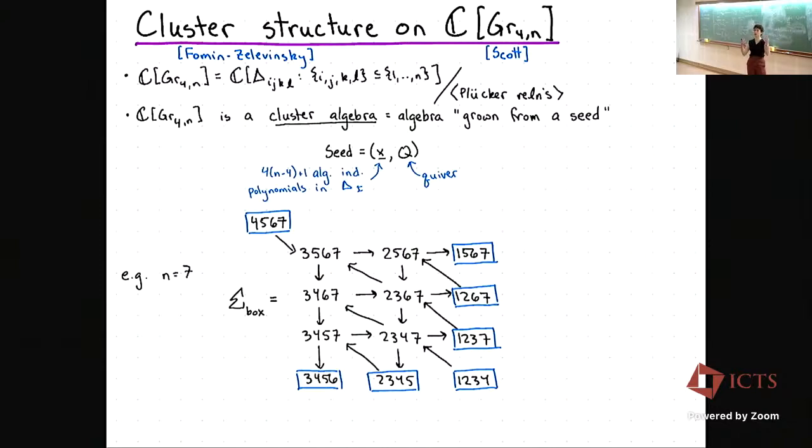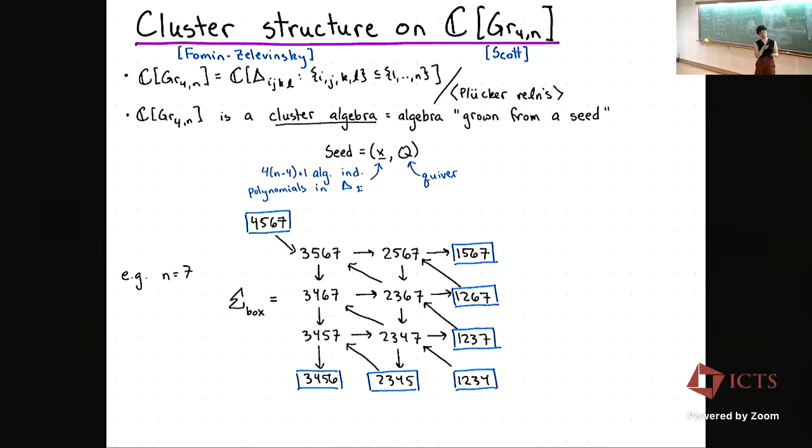It's just a quiver, this decorated directed graph, and on top of each vertex, I'm going to put a particular polynomial in the Plückers. I'm not going to tell you how I cooked these up, but I can't do it randomly. I have to do it very specifically in this way. I'm going to give this particular seed a name. It's the box seed because it looks like a box.